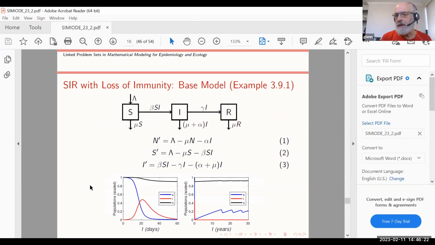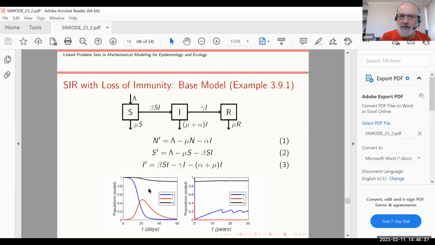So here's the base model. I have an SIR model. I have a constant birth rate. I have natural death, and I have a special disease-induced death term. And this is what the results look like.